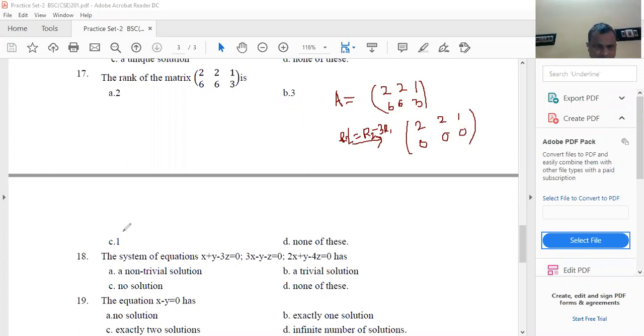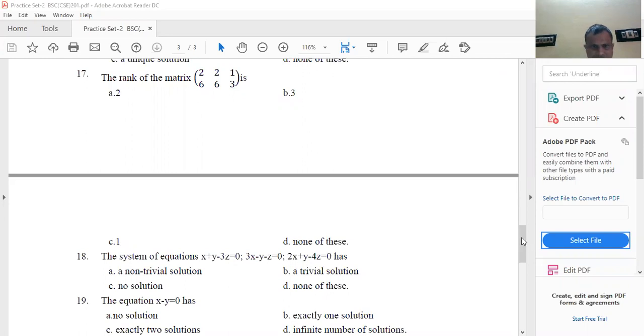So you use this answer. This one is your correct answer. Okay. Next we move to the next part. Question number 18. What is Question number 18 saying?